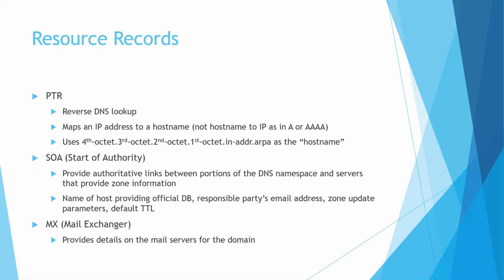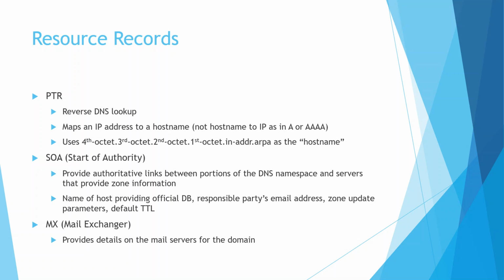So then you have pointer records. Pointer records are going to be a reverse DNS lookup. Pointer records can be very helpful, but they can also be potentially a security risk as well. So in a lot of cases, with a pointer record, we're going to map an IP address to a host name.